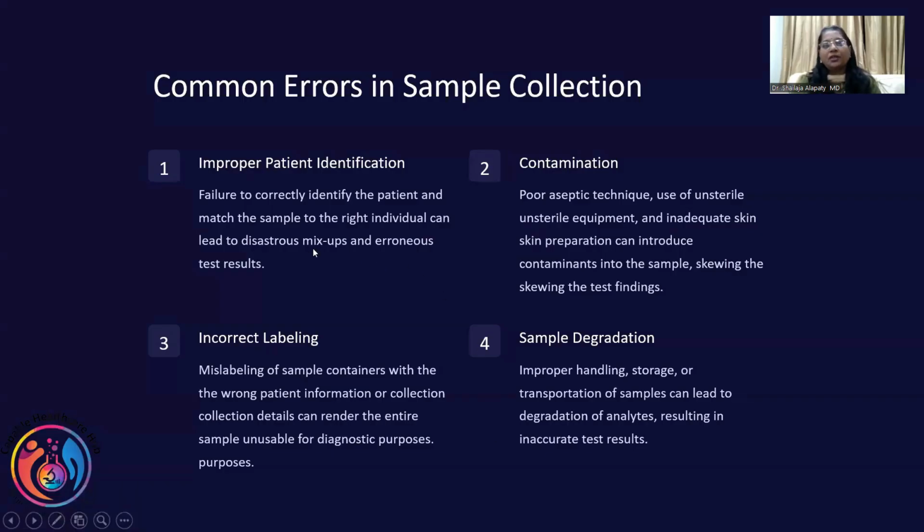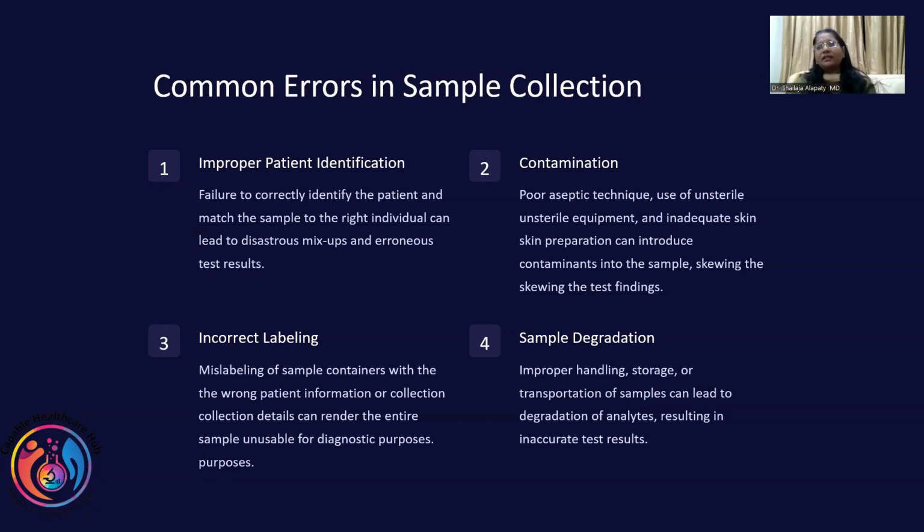Patient identification. Manjunath, Srinivas, David, 101 people with similar names in India also. So don't go by the name alone, go by name and hospital number. Always look whose bill it is. What is the name on the bill? Then collect the sample. Incorrect labeling, as I mentioned, contamination, as I mentioned, sample degradation. You take a sample, after 45 minutes, 1 hour, 2 hours, 3 hours, you send it to the lab. Gone, the glucose value is gone.